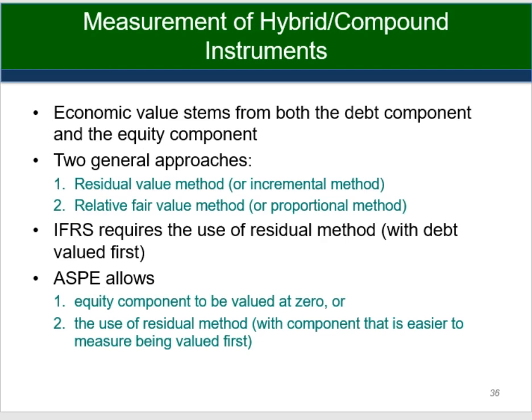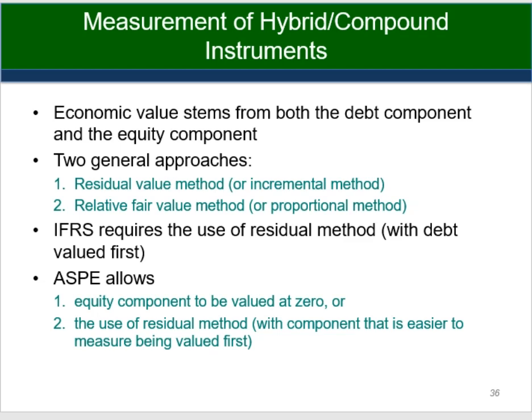Now, measurement issues. As I promised you, we are going to talk about the measurement of hybrid or compound instruments. There are two general approaches: a residual value method and a relative fair value method. It depends on the objectivity or the reliability of the underlying measures of value. Measurement of hybrid financial instruments may be more complicated when the economic value is attributable to both debt and equity components. You could use either the residual method or the relative fair value method, and these tools are used to allocate the value between the debt and the equity components.